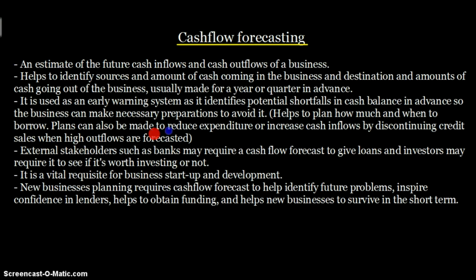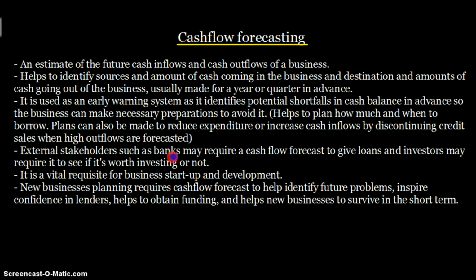Plans can also be made to reduce expenditure or increase cash inflows by discontinuing credit sales when high outflows are forecasted. So if you know that there's going to be high expenses taking place, there's going to be a lot of money going out of the business, so you want to increase the money coming into the business as well to balance it out. So what you can do by that time is discontinue credit terms, or reduce the credit period to customers, so you have your cash as quick as possible.